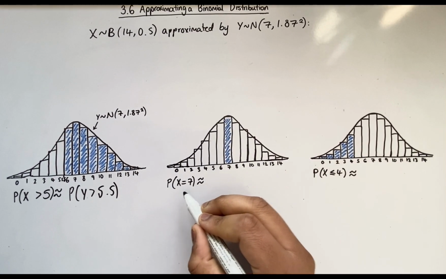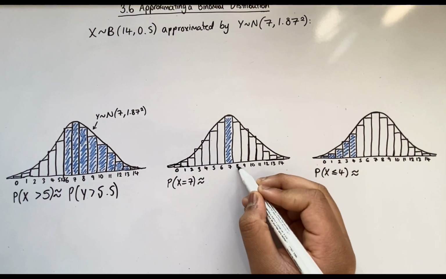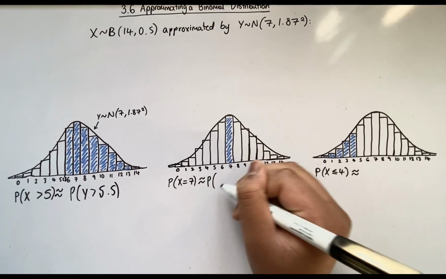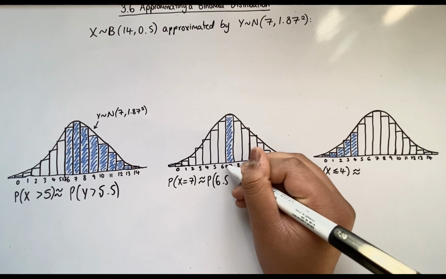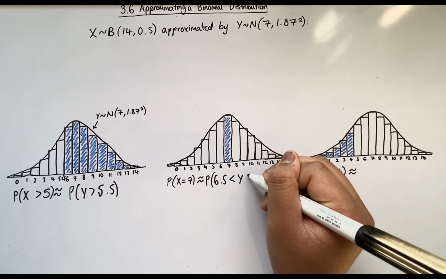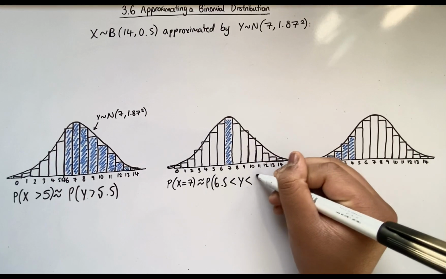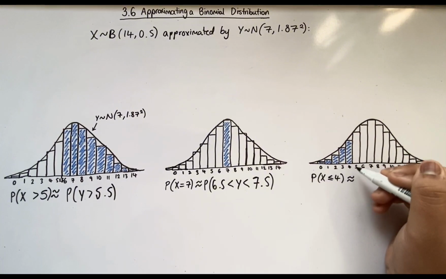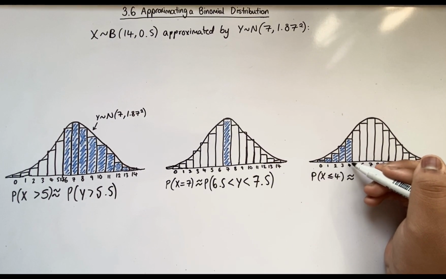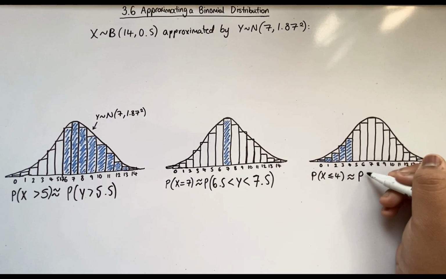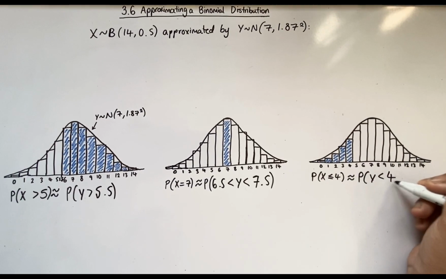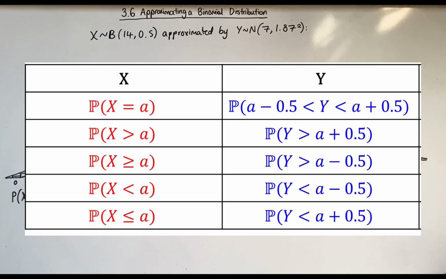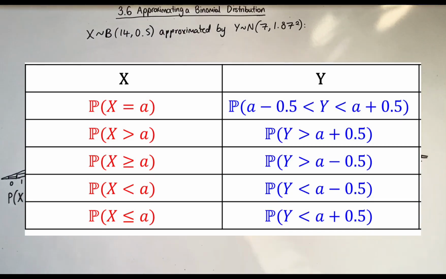For the probability that X is equal to 7, 7 is halfway between 8 and 7, and 6 and 7. So this will be the probability that 6.5 is less than Y, which is less than 7.5. And for the probability that X is less than or equal to 4, it ends between 4 and 5. So this will be the probability that Y is less than 4.5. And a full table of the continuity correction can be seen on screen.